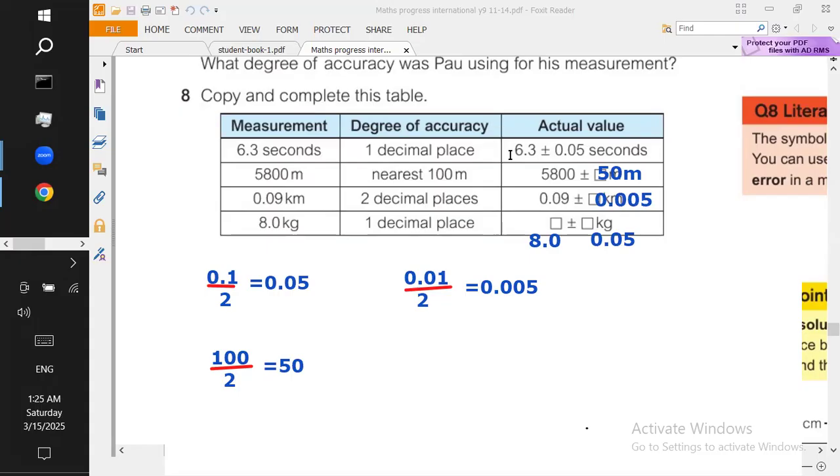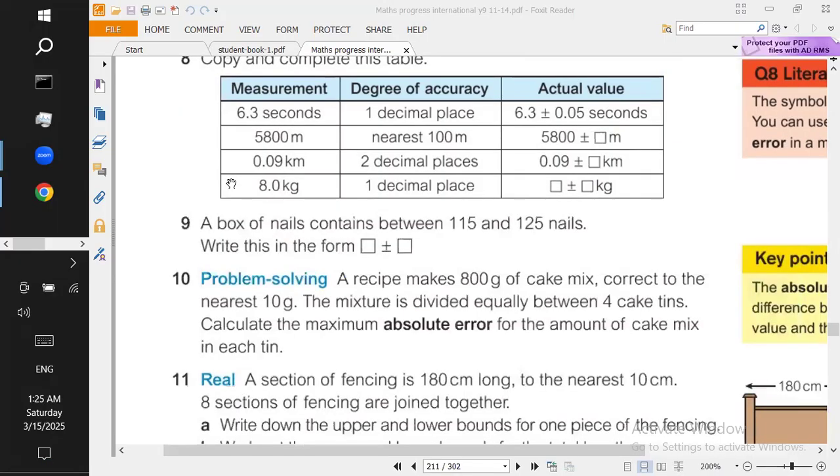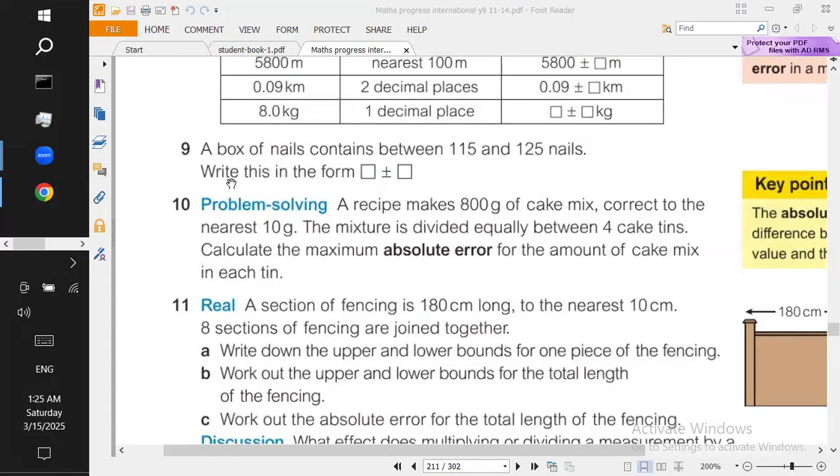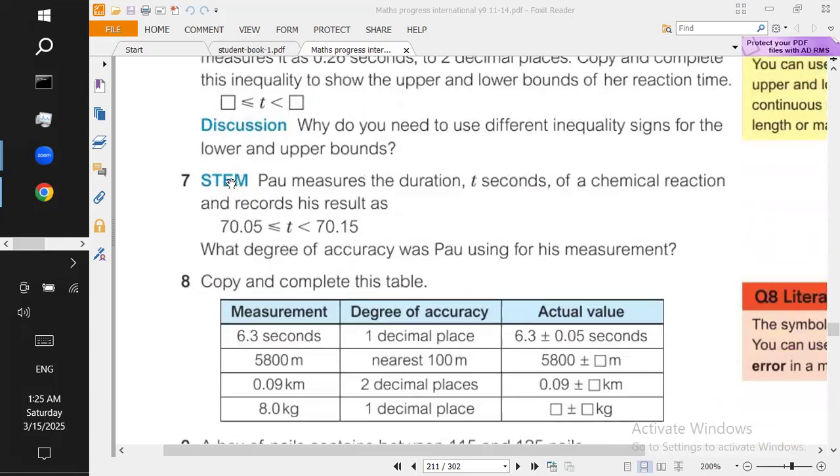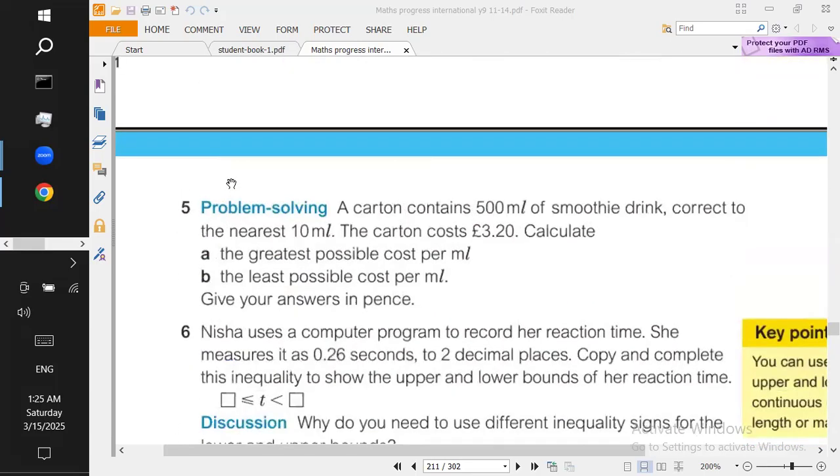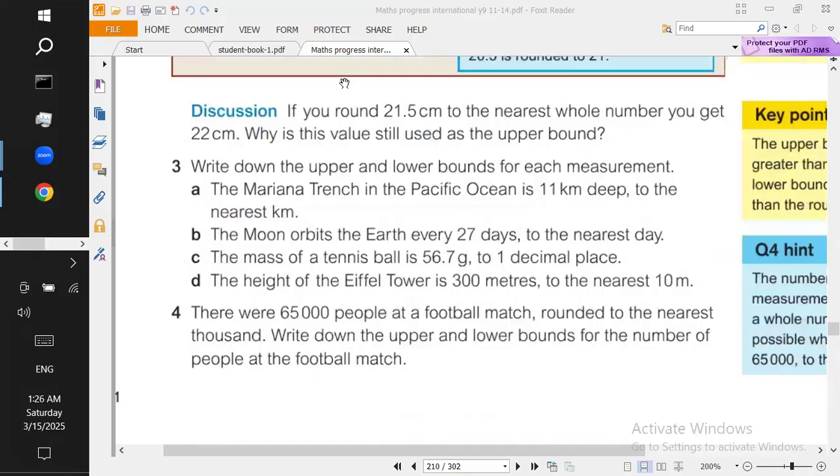I just want to add one thing to the topic because it's not mentioned here. What happens if they tell me that the degree of accuracy is one significant figure? Now, let me write a question for you guys. One of the questions came in the achievements. Let me write a question and I'll answer it in one significant figure. Let me use one of the questions and make it one significant figure.